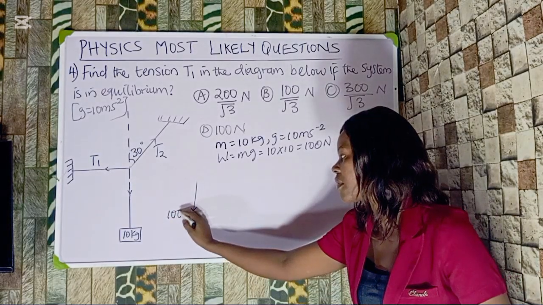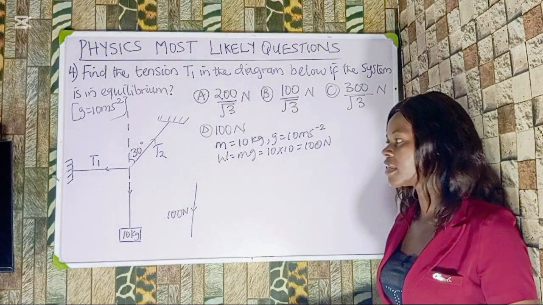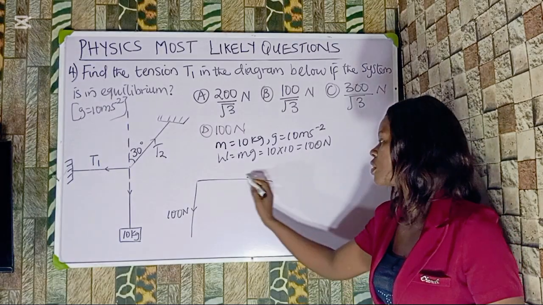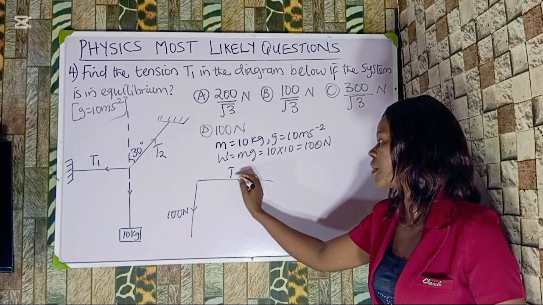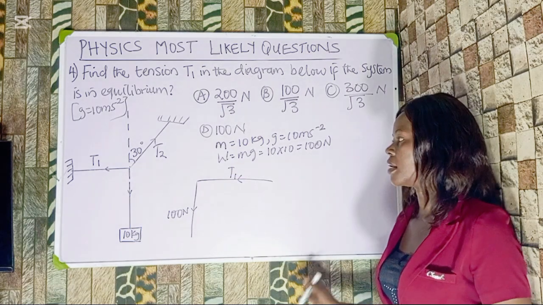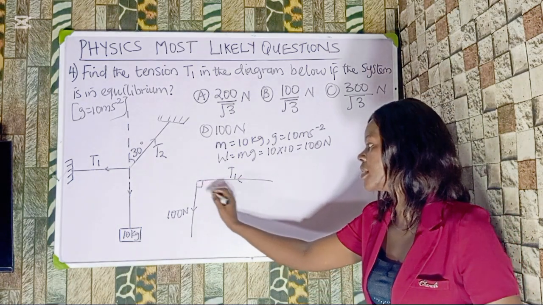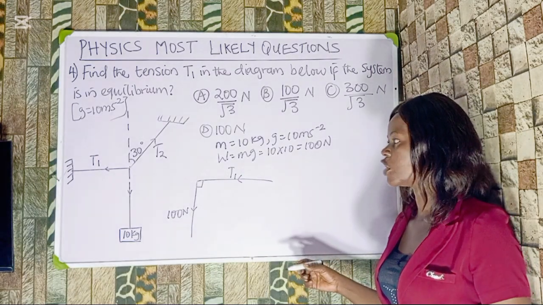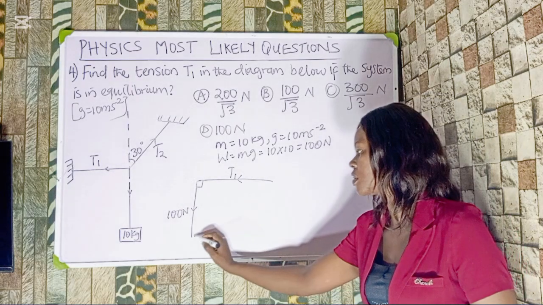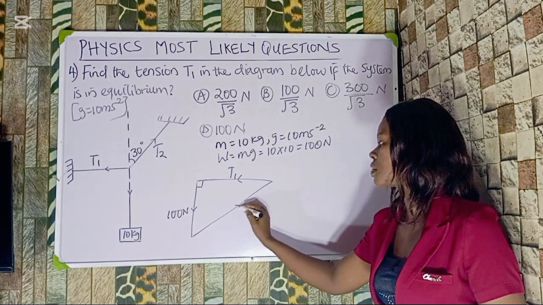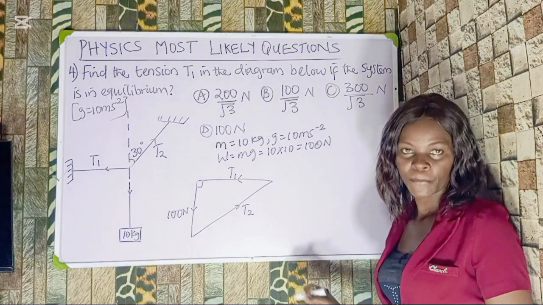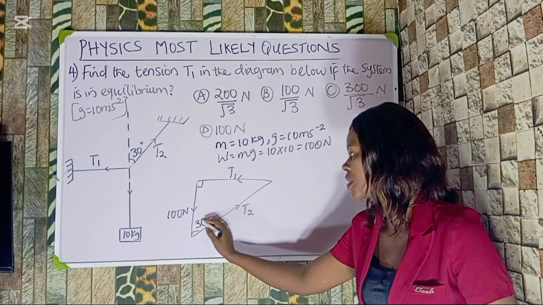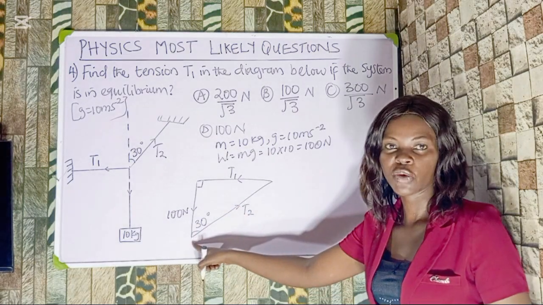Now we have the tension T1 acting in a horizontal direction. It is inclined at an angle of 90 degrees with the 100 Newton. Now the tension T2 is acting in this direction. That is T2. So it has an angle of 30 degrees with this 100 Newton.